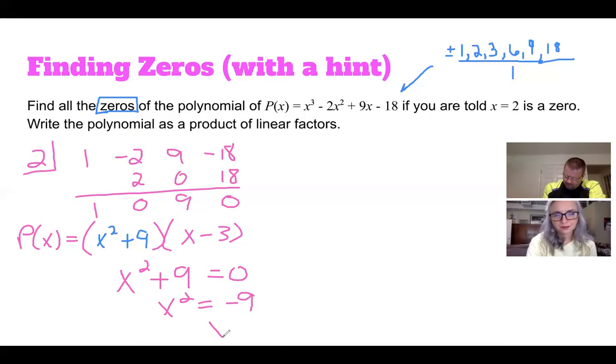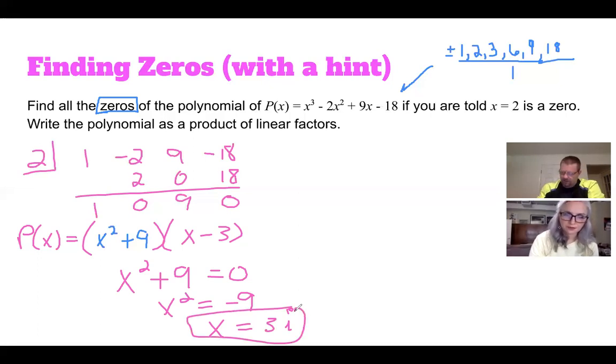So I'm going to get plus or minus 3i. Now that's the other 0. I was already given 1.